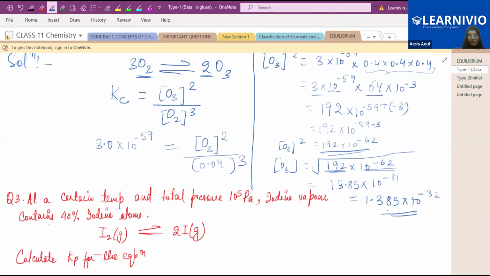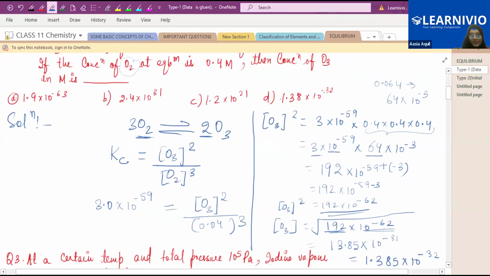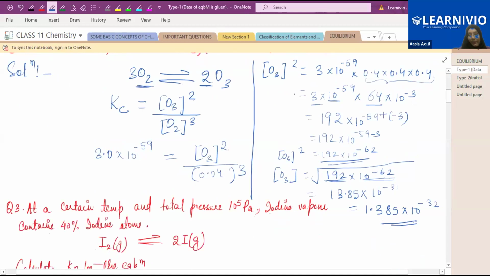That's the concentration. So now check the options. Yes, so your option D is correct. You can check this. The option D is correct, 1.38 into 10 raised to the power minus 32. It's the correct option.